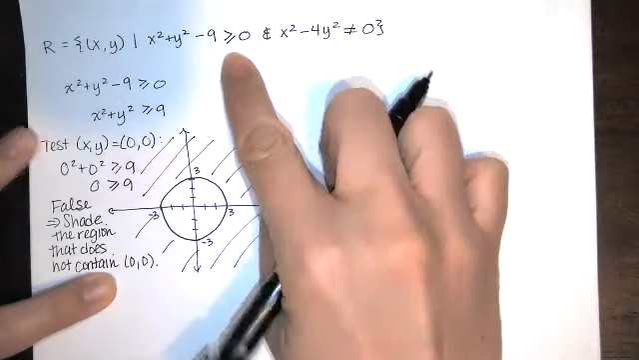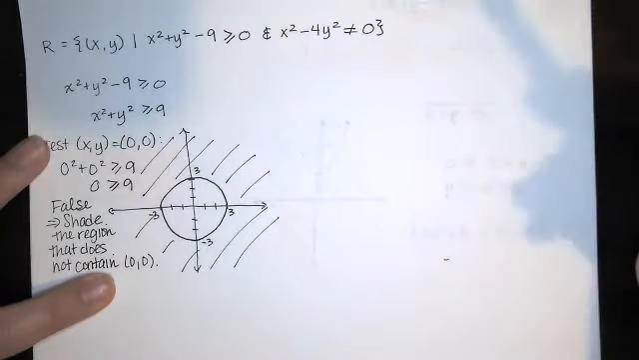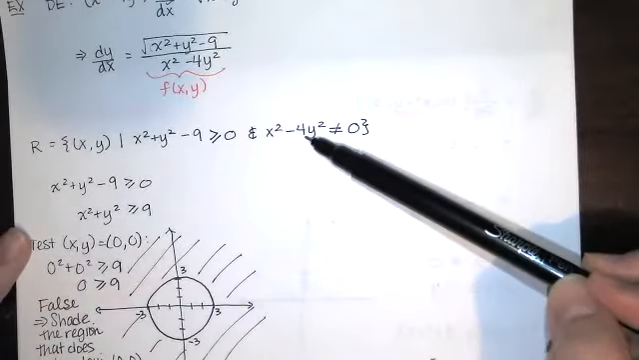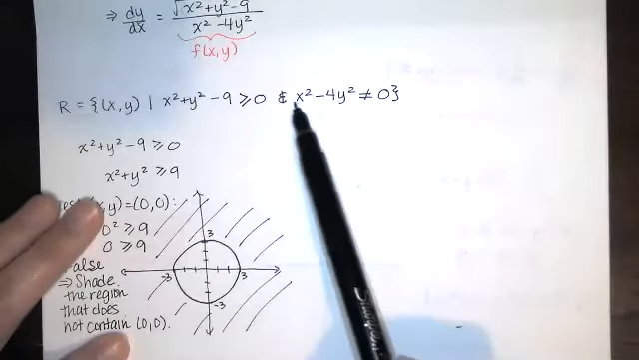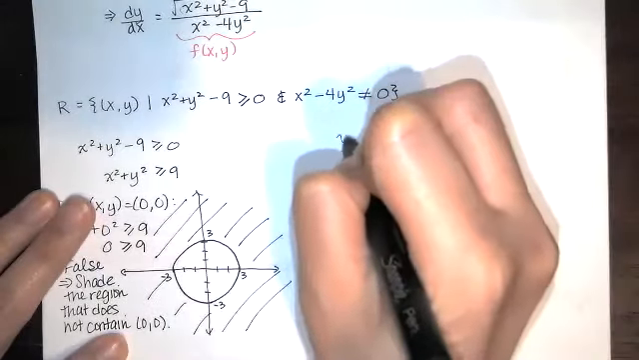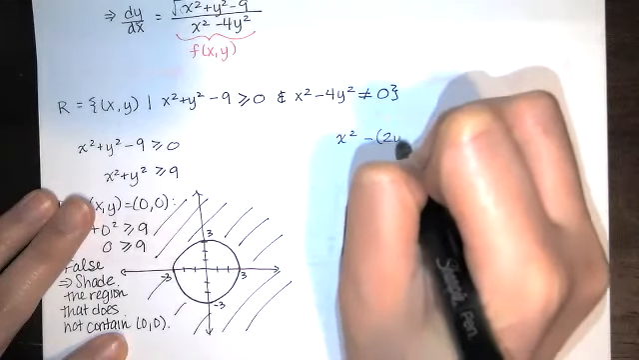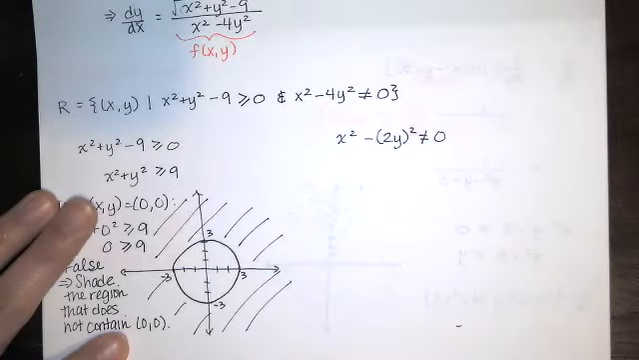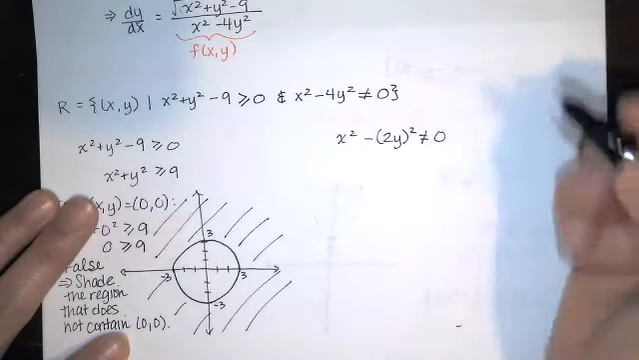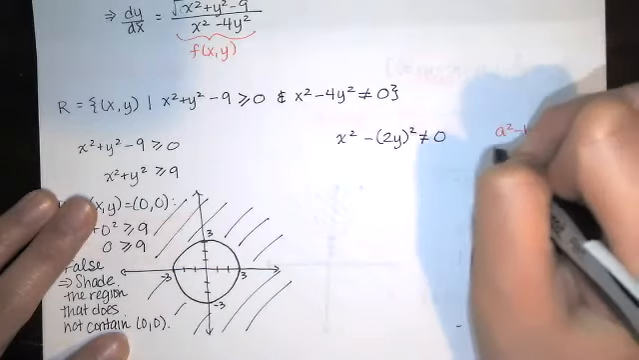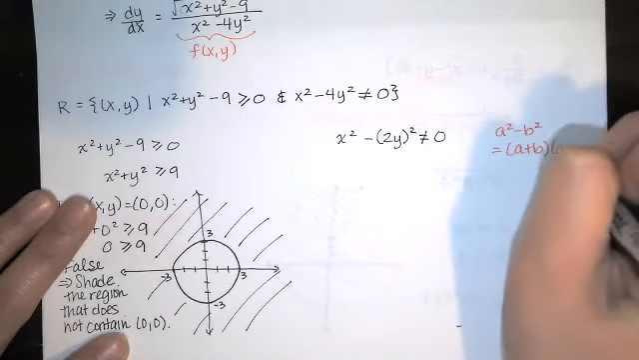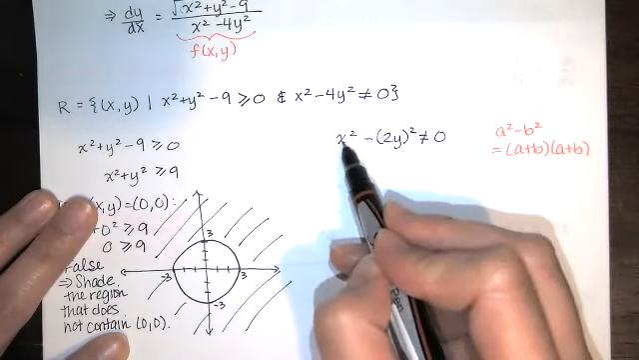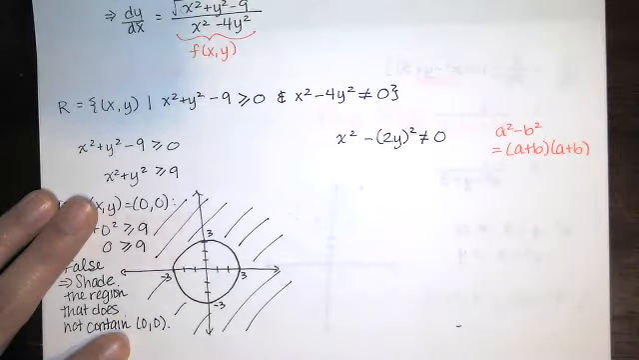Now, if this was all we needed for the domain of this function, we would be done, but we're not done. We also have this, x squared minus 4y squared can't be 0. Now that's a difference of squares. You can think of that as x squared minus the quantity 2y squared. That can't be 0. And remember how differences of squares factor. A squared minus b squared can be factored as a plus b times a minus b. So what this is saying is that x is playing the role of a and 2y is playing the role of b.